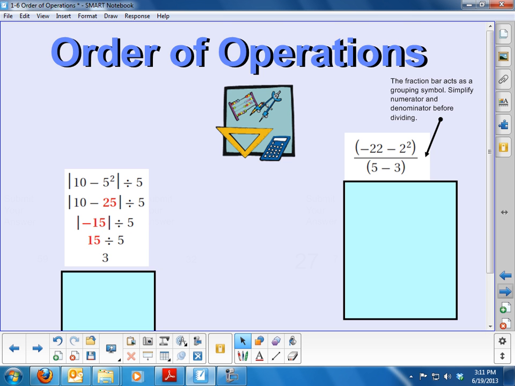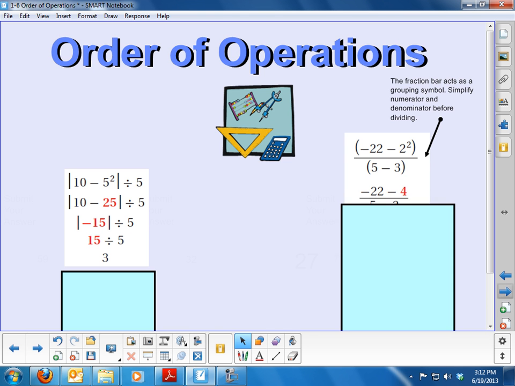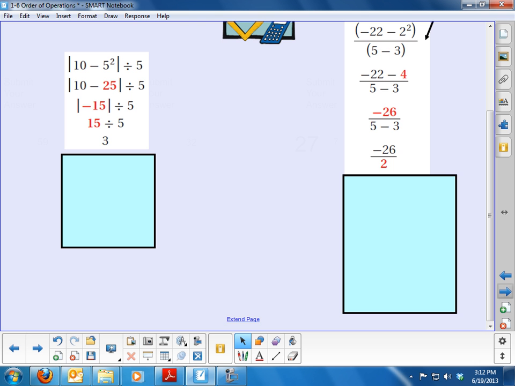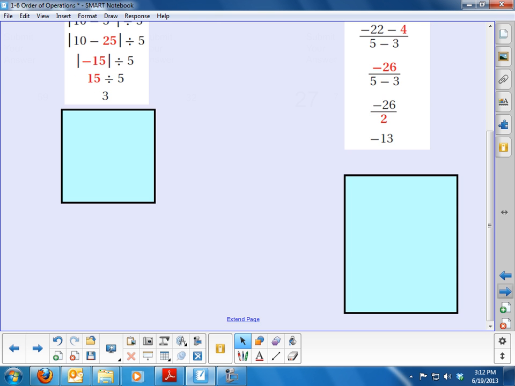Here we go. We have a division problem here, a fraction bar. I wrote you a note that the fraction bar acts as a grouping symbol. So we're going to simplify the numerator first, then simplify the denominator, then do the division last. Looking at the numerator, what are we going to take care of first? I see an exponent. 2 squared gives me 4. So negative 22 minus 4 is in my numerator. My denominator simply has 5 minus 3, which gives me 2. Negative 26 on the top divided by 2 gives me 13.